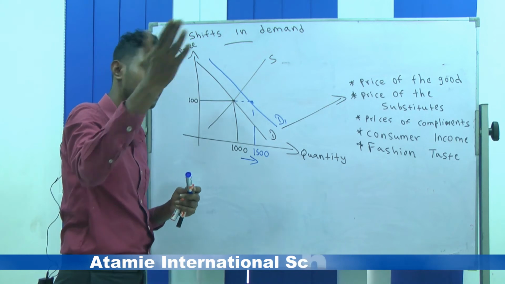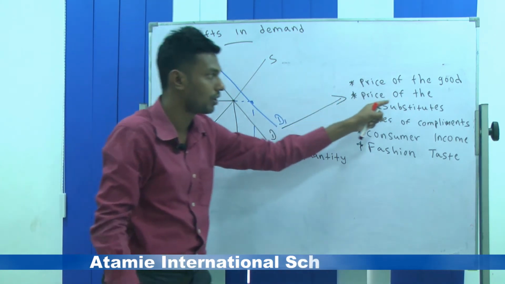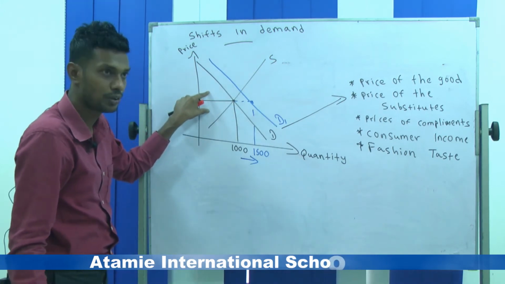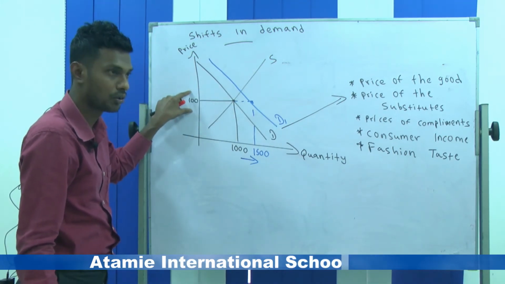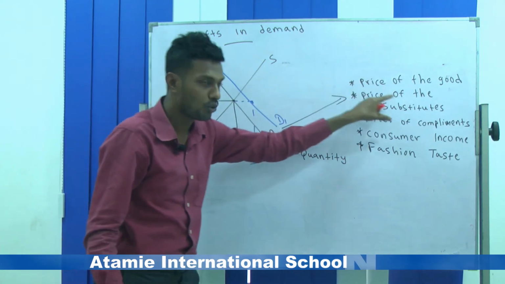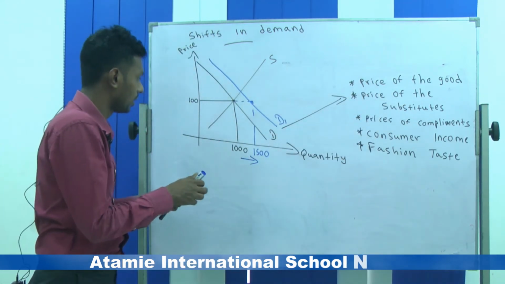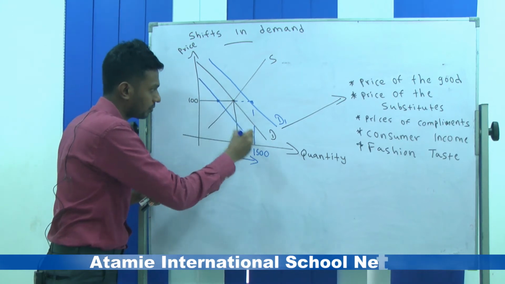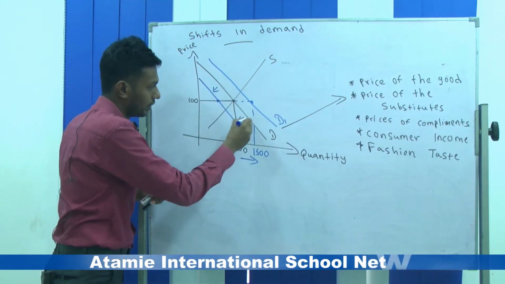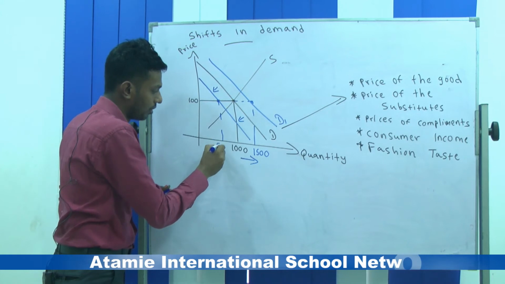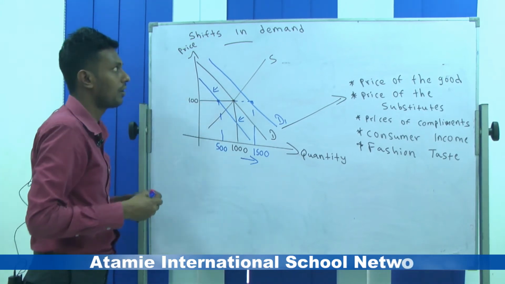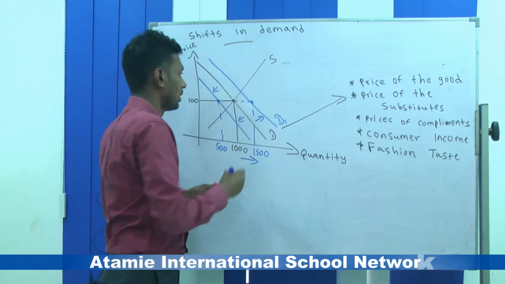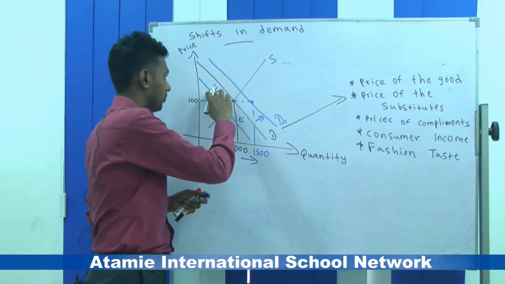So it could go the other way as well. When the price of Pepsi is reduced, people who have consumed Coca-Cola will move there. Automatically there will be a reduction in demand for Coca-Cola. This is how the demand curve shifts.